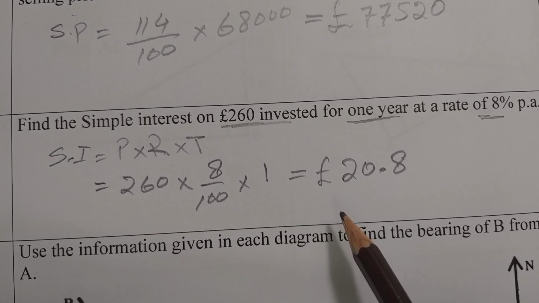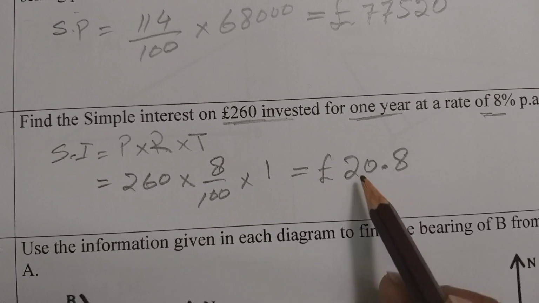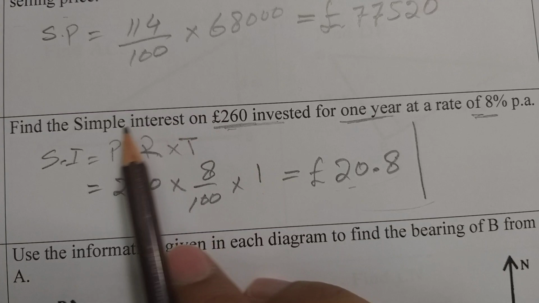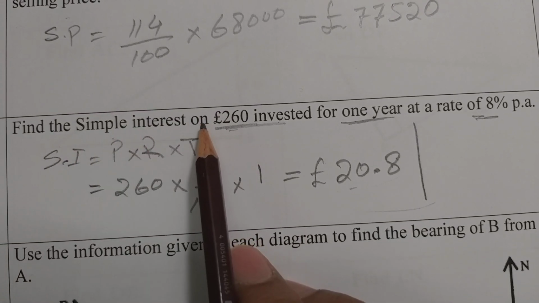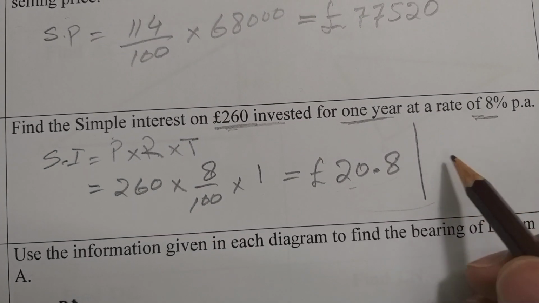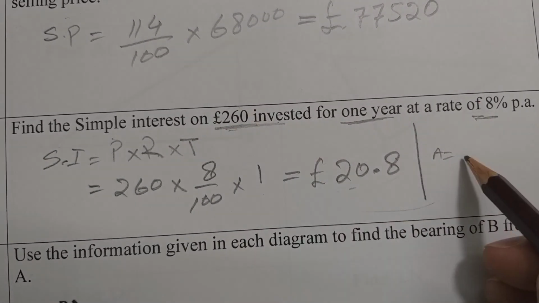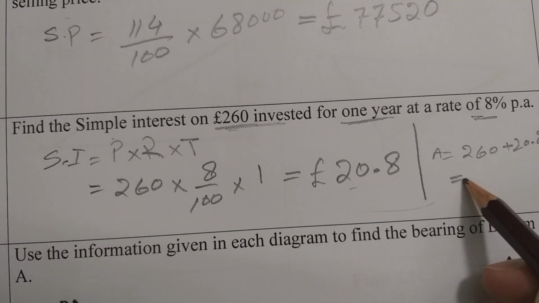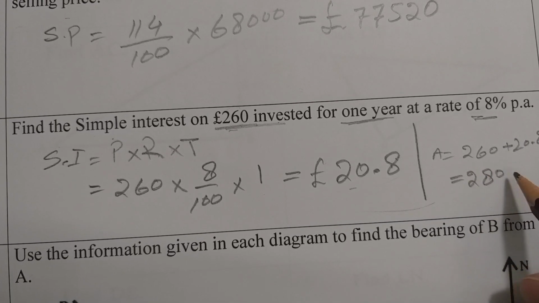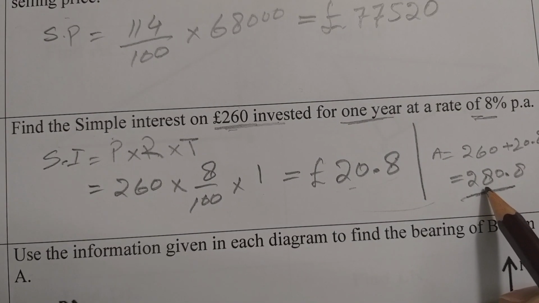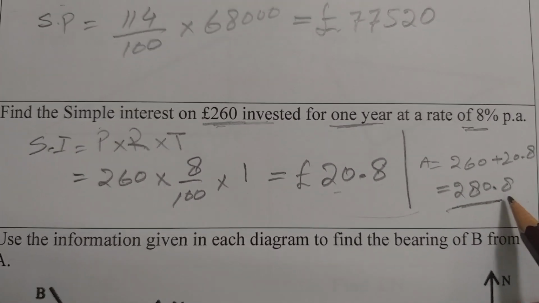But if the question says find the total amount he has to repay, add this amount to the given amount. This was the answer for this question because it asked for the simple interest. But if it says find the amount paid back to the bank, the amount must be interest plus investment. So 260 plus 20.28, it becomes 280.8 pounds. So at the end of 1 year he has to pay back 280 pounds and 80 pence.